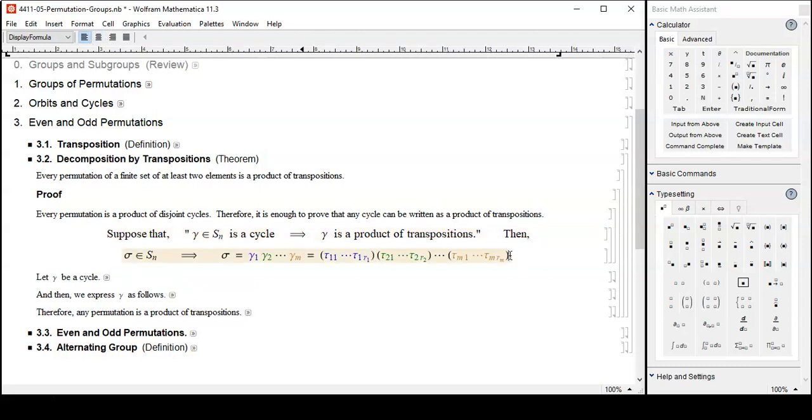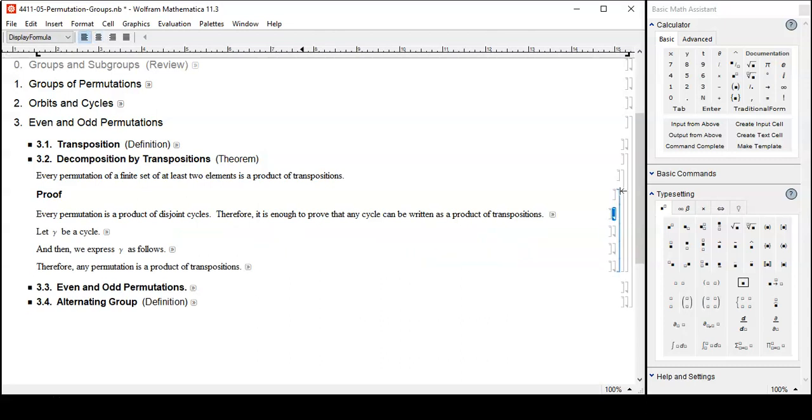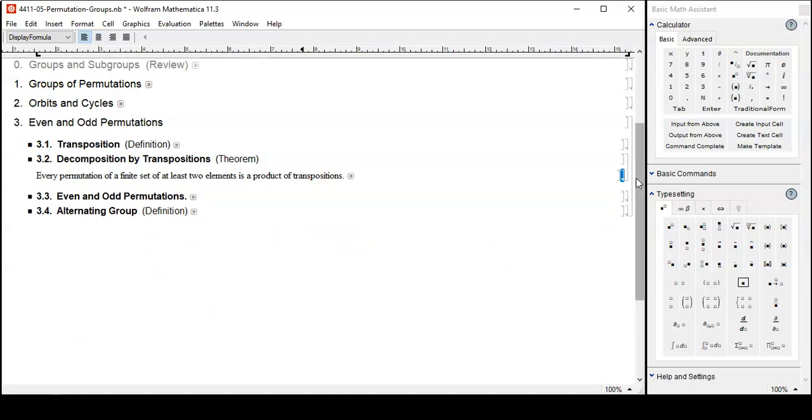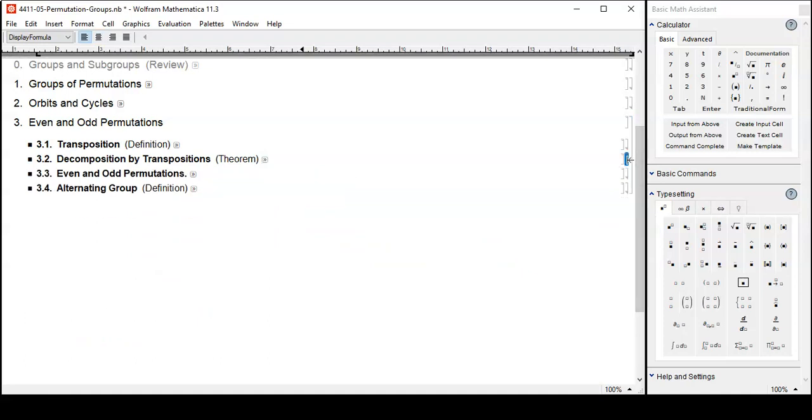And then please recall that any permutation is a product of disjoint cycles, and each cycle is a product of transpositions, and that they're all disjoint, so none of those affect one another. So what do we have? We have a product of transpositions. Now, is this product unique? That in general is not the case, but we do have existence. So here we go. Decomposition by transpositions, we have it.